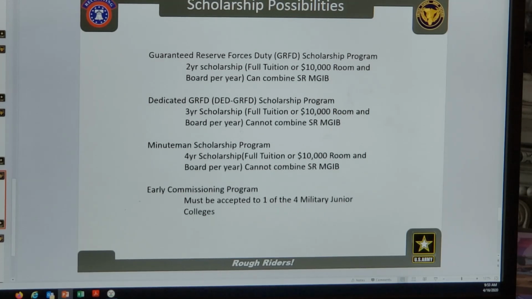Early commissioning program, there's 4 military junior colleges out there where you commission after 2 years. I think one's in Kansas. I think there's one in like Alabama. If there's one in your area, make sure you pay attention to how SMP works with those ECPs if you have one in your AO.